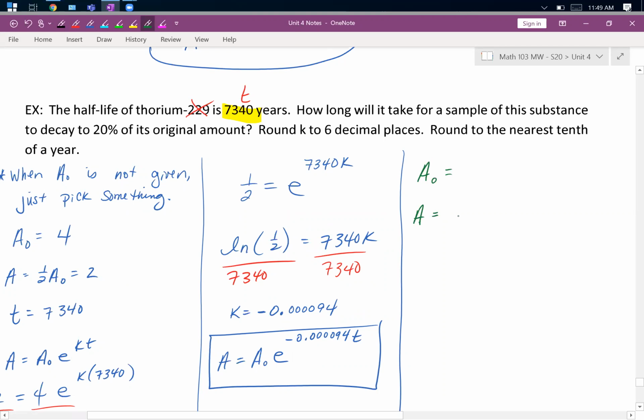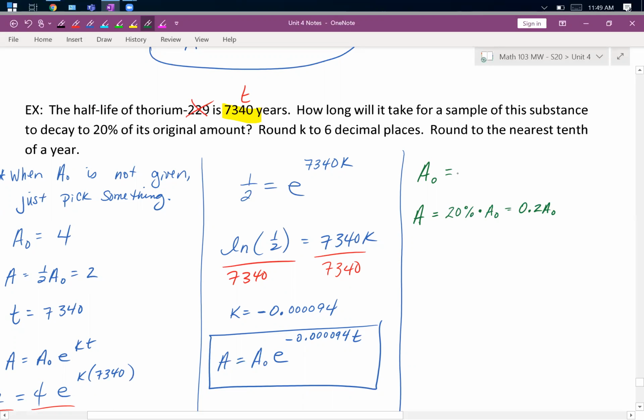And this time, since we're trying to figure out how long it takes to decay to 20% of the original amount, we're going to again choose any a sub 0 value we like, initial a, and then our a is going to be 20% times a sub 0, or 0.2 a sub 0. 20% is 1/5, so let's just choose 5. Okay, that's fine. Again, I would choose 1.